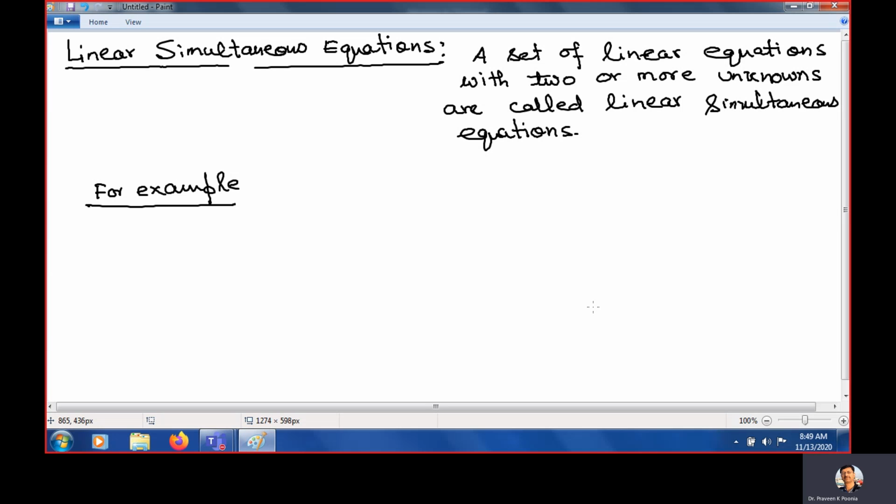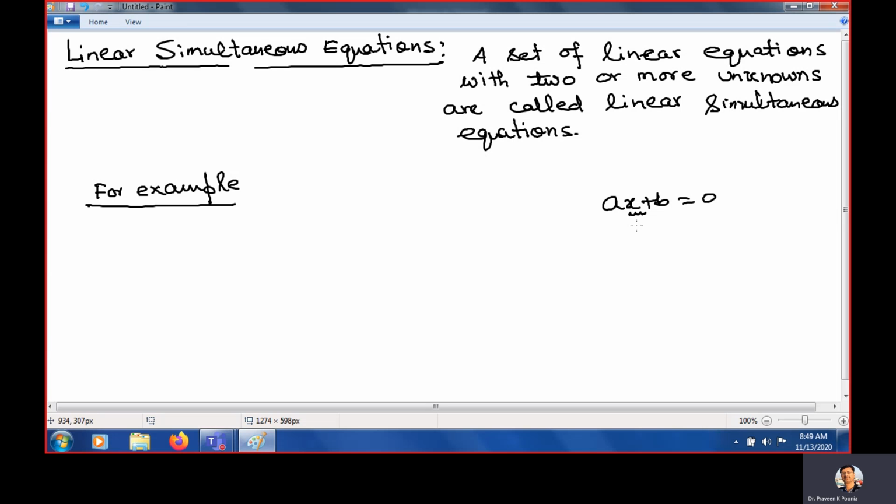Hello students, this is week number 6, lecture number 2, and in this lecture we are going to study linear simultaneous equations. If you remember, in the previous lecture we studied linear equations. Linear equations means what type? Ax plus b is equal to 0. So why do we call them linear equations? Because we have only x here, one variable.